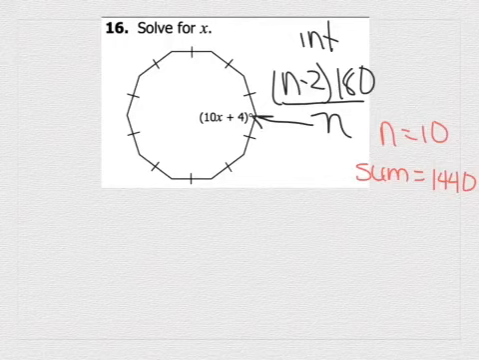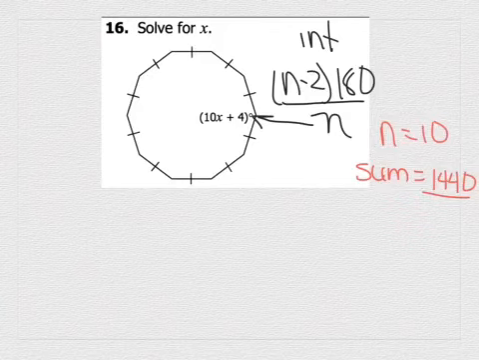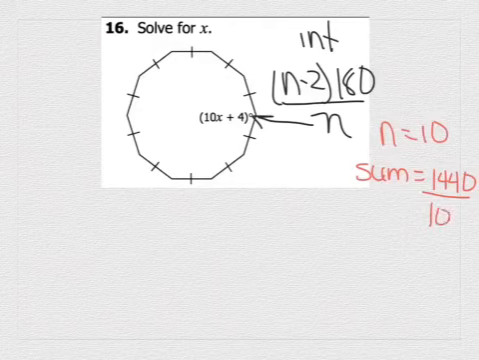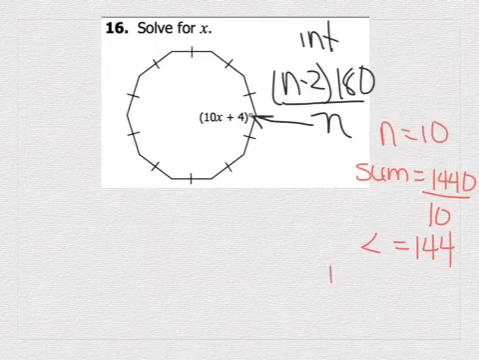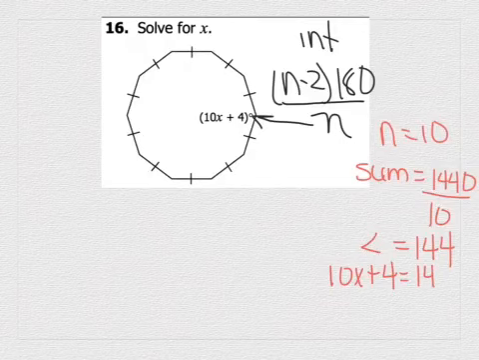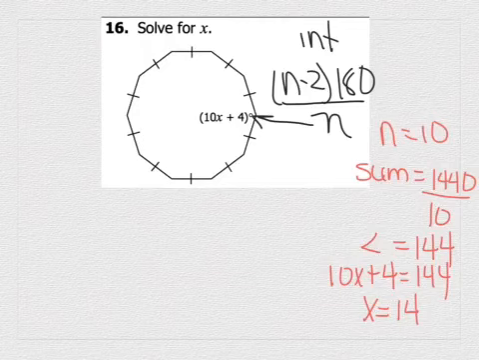So we get the sum, and the sum is 1440. We need to divide that by the number of sides, which is, in this case, 10, and we get one angle is equal to 144 degrees. So what we can do is 10x plus 4 is equal to 144. Let's solve it and see what we get. We get x is equal to 14.